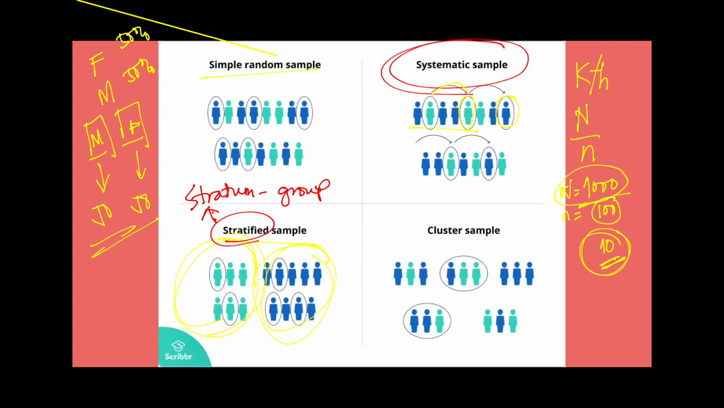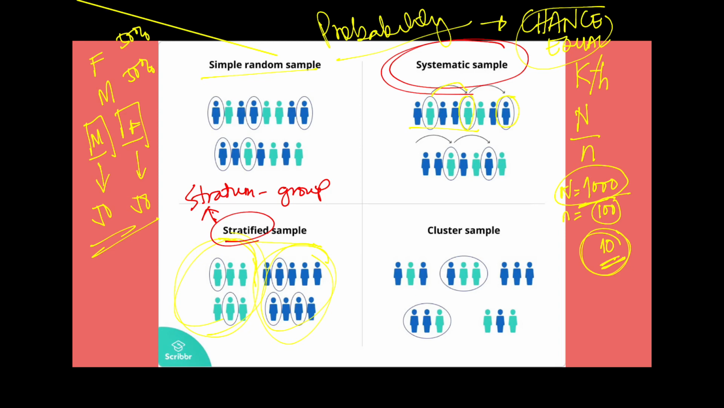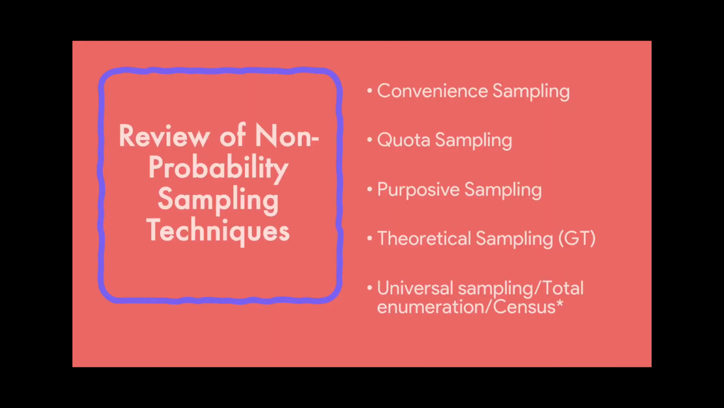So these are the differences in all the probability sampling. Again, what is common among the probability sampling methods is that there is an equal chance that is afforded to every part or every person in the population to be selected in the study. So there's equal chance. Next, we have the non-probability sampling technique.